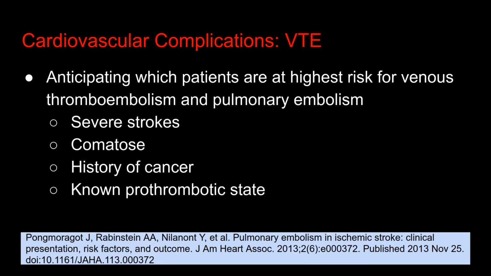Now let's go to the venous thromboembolisms. Some patients are particularly at risk for thromboembolisms. And these are the patients who have severe strokes, who have a decreased sensorium, the comatose patients, those with a history of cancer, or those with a known prothrombotic state. Now the common denominator of the first 3 bullets here is immobility. So these patients are not mobile and are at high risk of developing deep leg vein thrombosis.